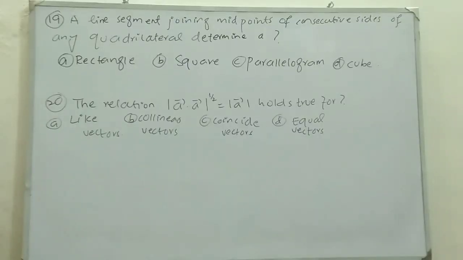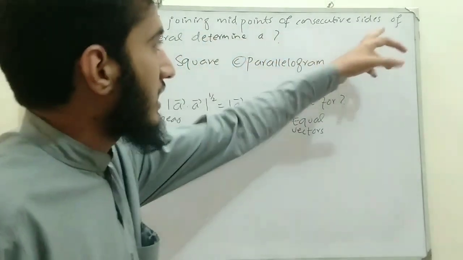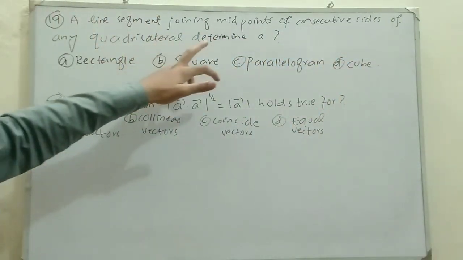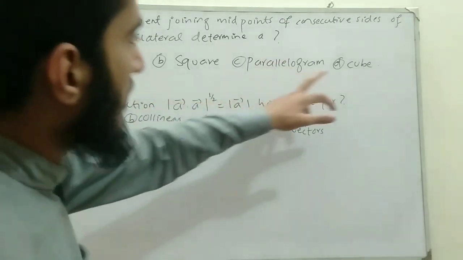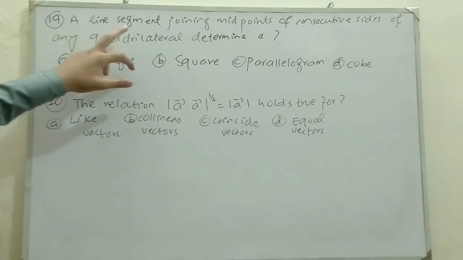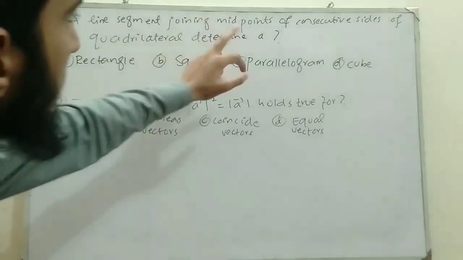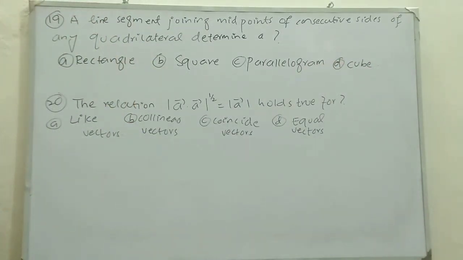Now move toward MCQ number 19. It tells that a line segment joining midpoints of consecutive sides of any quadrilateral determines: option A, rectangle; B, square; C, parallelogram; and D, cube. Again, look at MCQ number 19. A line segment joining midpoints of consecutive sides of any quadrilateral determines a square.